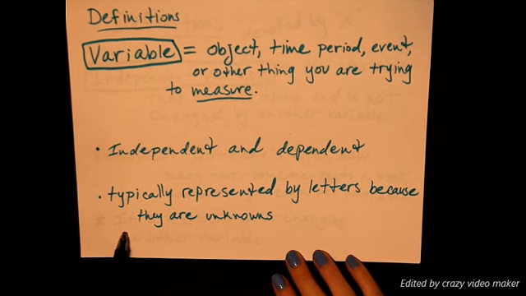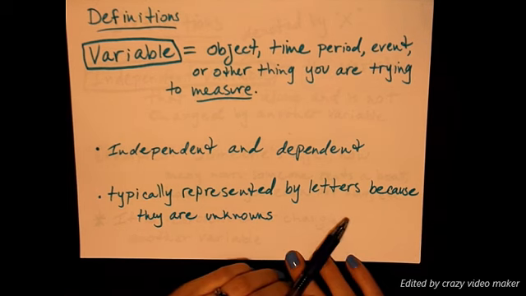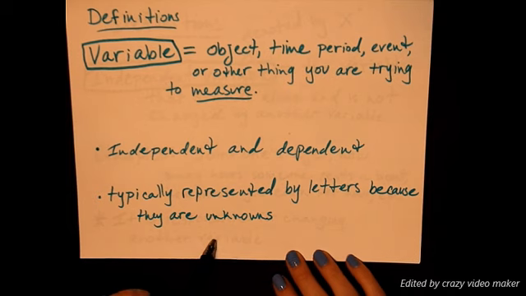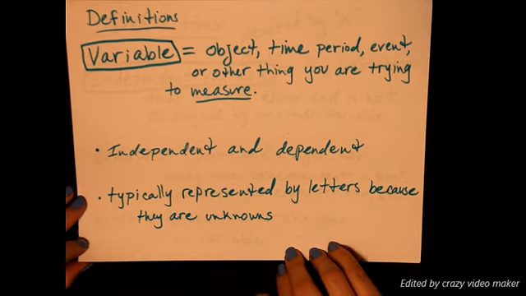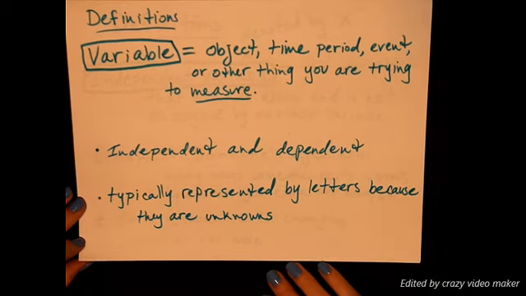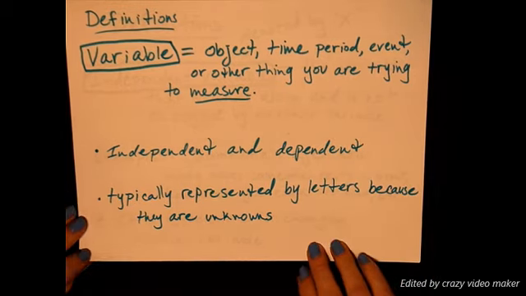And we typically represent variables using letters because they are unknowns. So we don't know their value. We have to use something to represent them. So make sure you've written all of this down for variable.